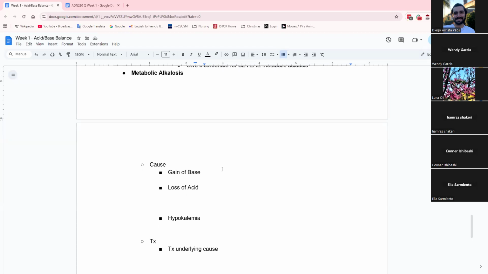But for metabolic alkalosis, what are some causes that you guys can think of that might lead to metabolic alkalosis? Same thing, if it's here or there, we'll put it in the right spot. So don't focus on this specifically, just whatever comes to mind for metabolic alkalosis.